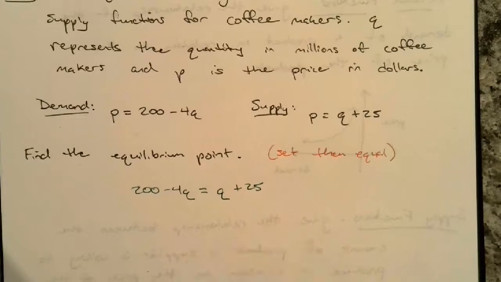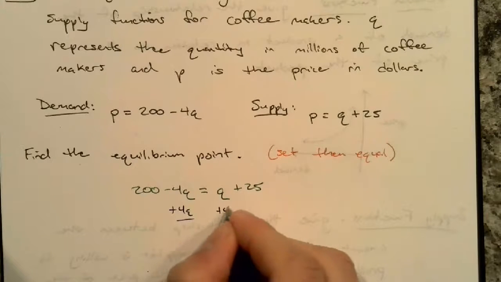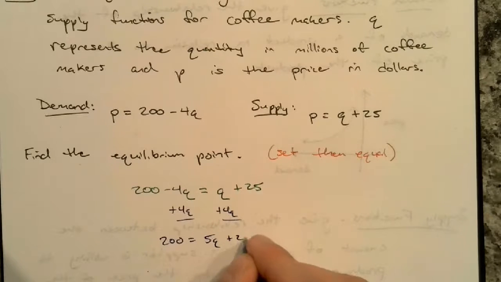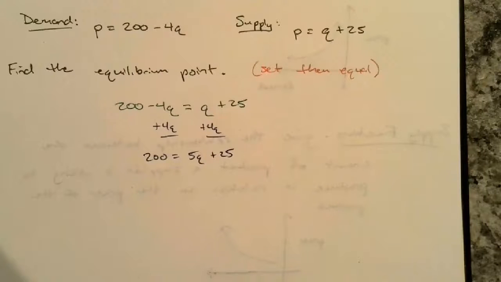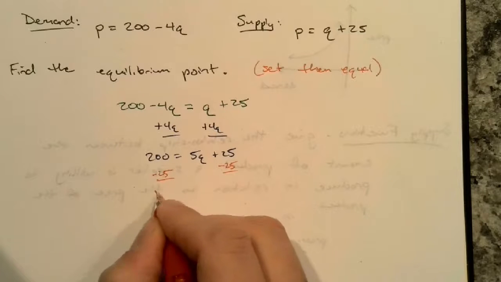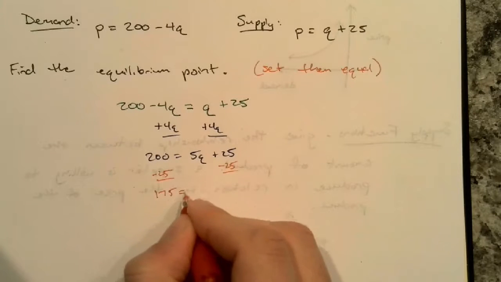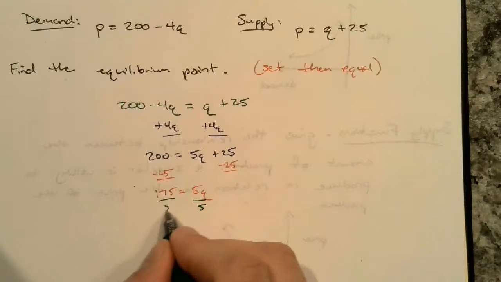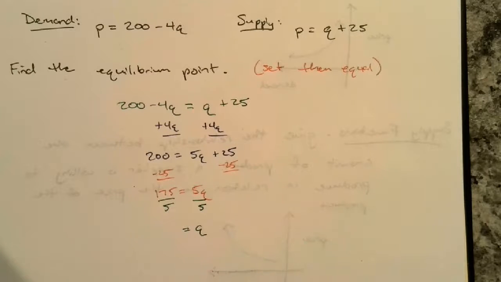To solve this, we want to get our Q's to one side, everything that's constant to the opposite side. I'll add 4Q to each side here. So I have 200 equals Q plus 4Q is 5Q plus 25. Then we'll subtract 25 from each side. So I end up with 200 minus 25 is 175 equals 5Q. Then we'll divide both sides by 5. So we end up with Q equals 175 divided by 5, Q equals 35.